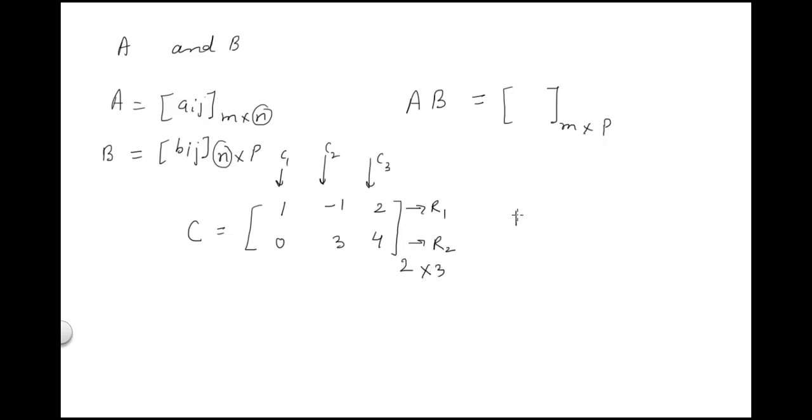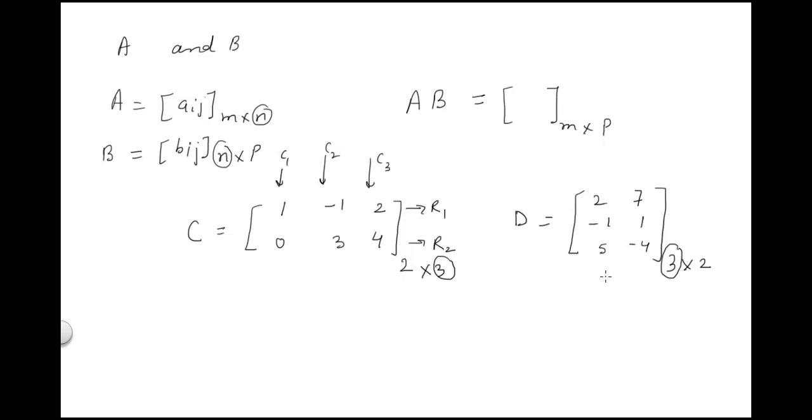There is another matrix D which has the elements 2, 7, -1, 1, 5 and -4. If you look at this carefully, what is the order? How many rows do we have here? 3 rows, 2 columns. So we see the number of columns in matrix C and the number of rows in matrix D are the same, they are identical. So yes, matrix multiplication is possible here.